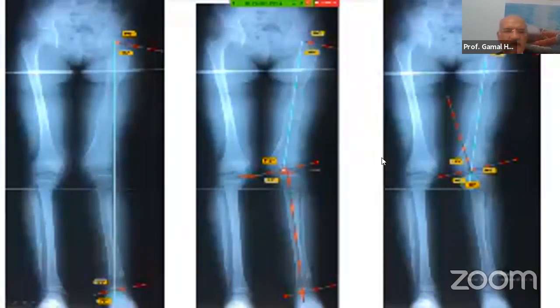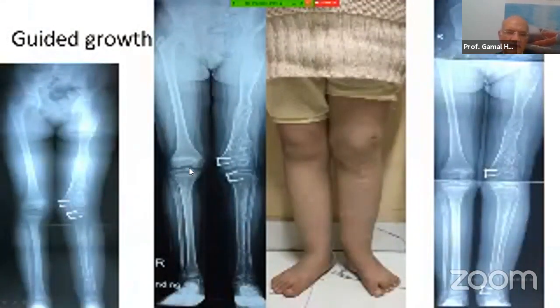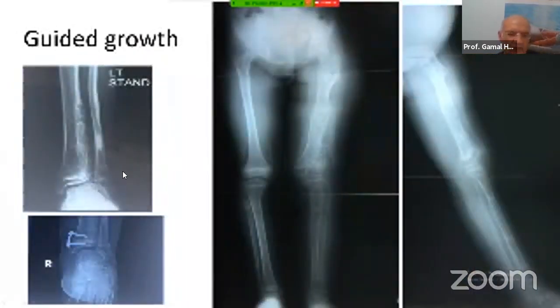So we put an 8-plate, the guided growth principle, on the lower femur and the upper tibia, and you see we had correction or even overcorrection of the deformity. See the correction? It's even an overcorrection. Then we started to have valgus deformity at the ankle, so we put the guided growth principle on the ankle too. So we used 2 methods of correction. We used Ilizarov external fixator and lengthening. Then we used the guided growth principle.